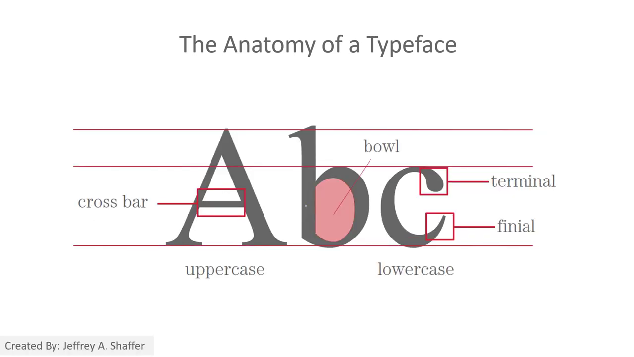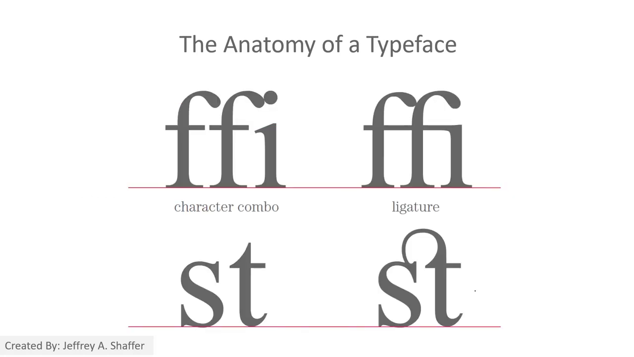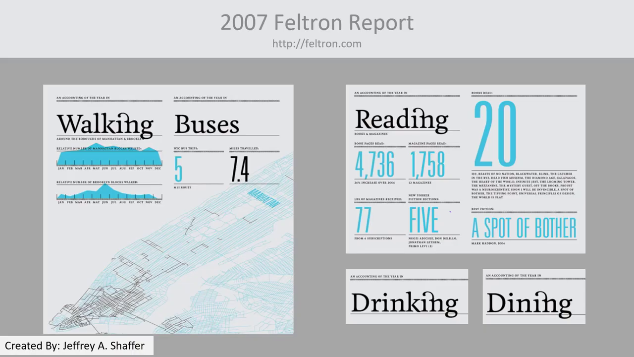And also different types have different terms. Okay, uppercase, lowercase, crossbar, bold, terminal, finial. Okay, and this one is called ligature. Again, I'm not sure about the pronunciation. And you can see that in some data visualizations, they are using those beautiful connections across those two letters.